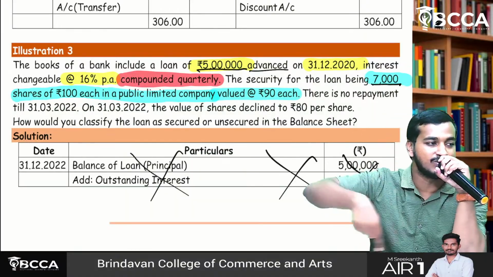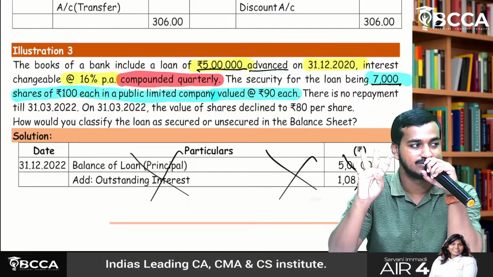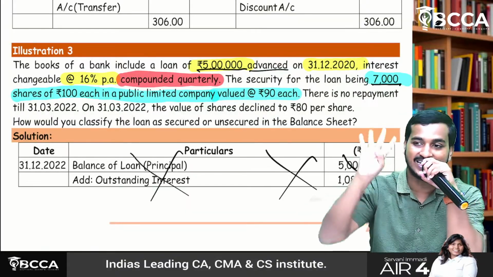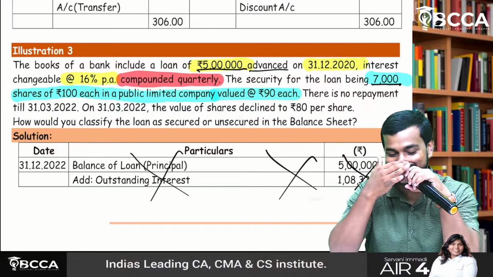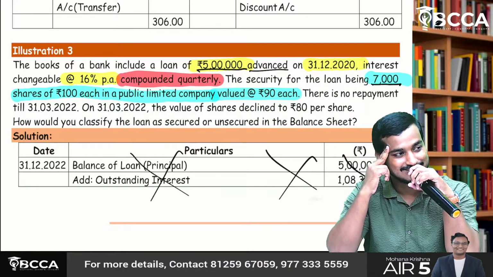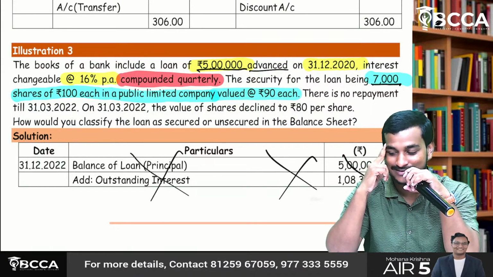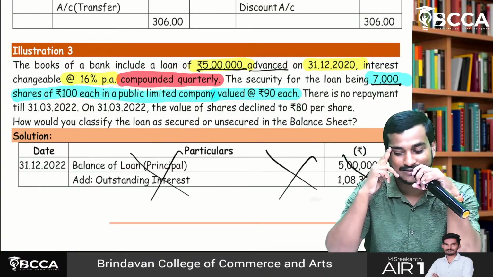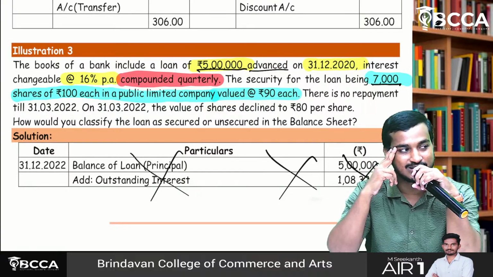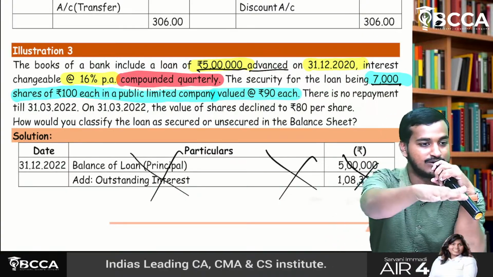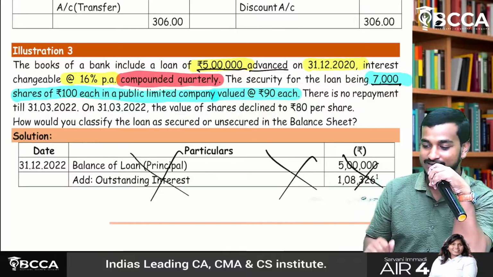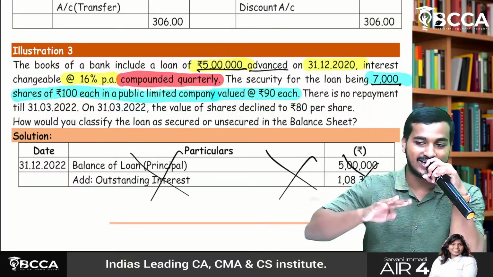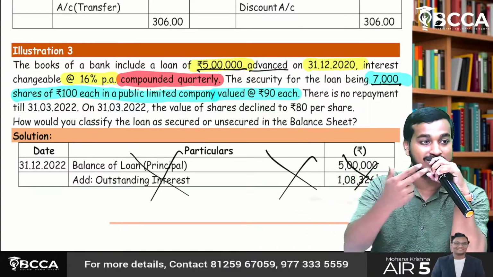For the entire year, per year there are 4 quarters. For each quarter, 3 months.